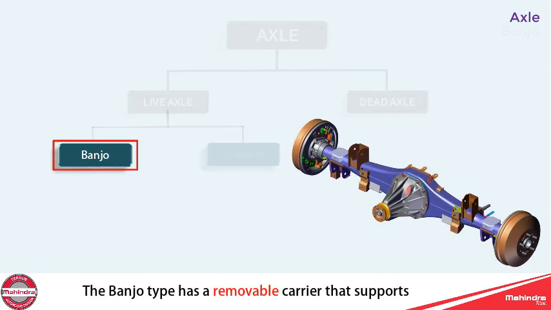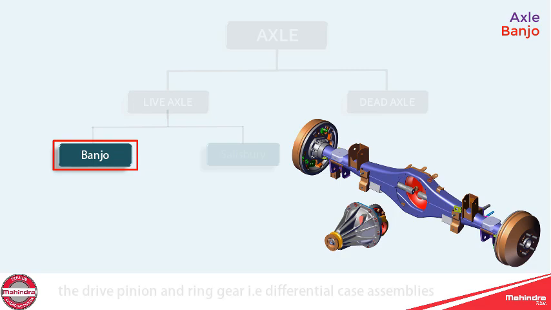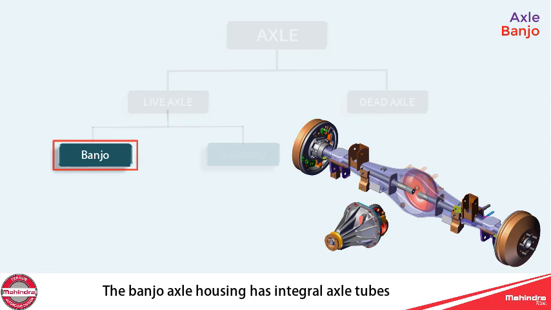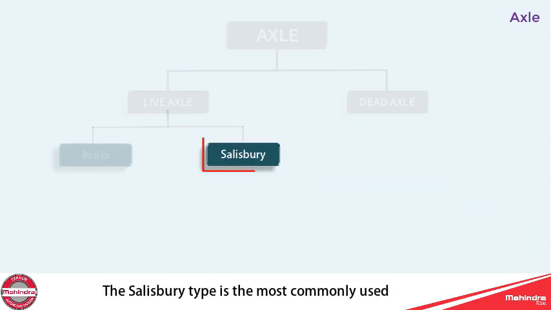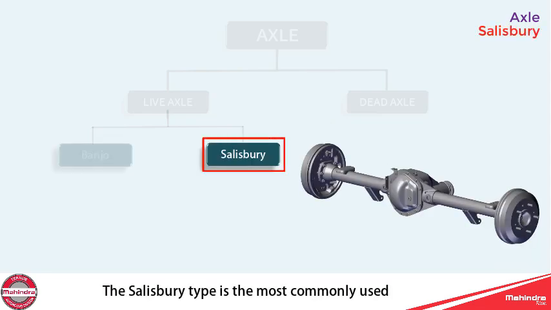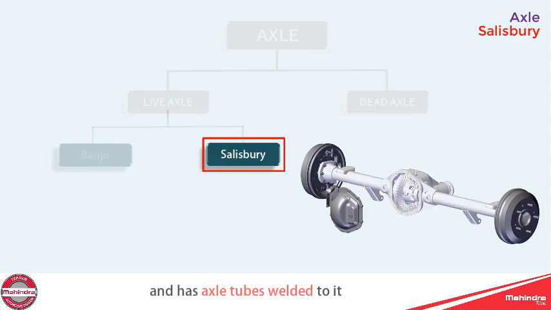The Banjo type has a removable carrier that supports the drive pinion and ring gear, that is differential case assemblies. The Banjo axle housing has integral axle tubes. The Salisbury type is the most commonly used rear axle carrier housing assembly. The carrier housing contains the rear axle components and has axle tubes welded to it.